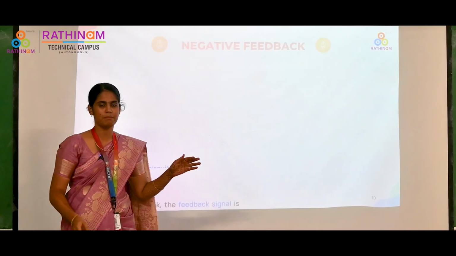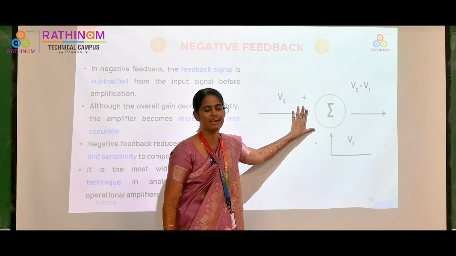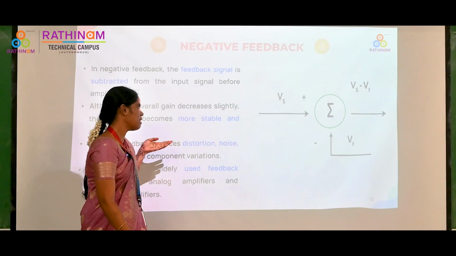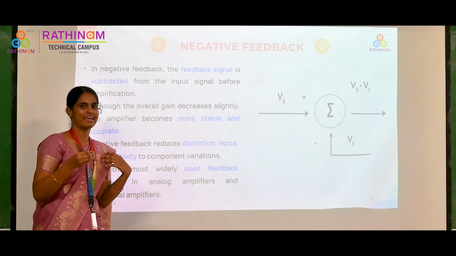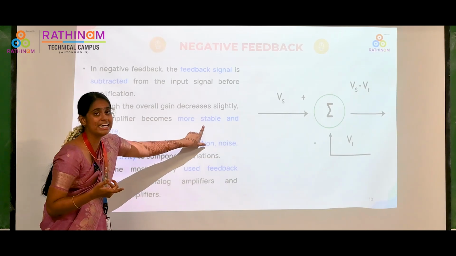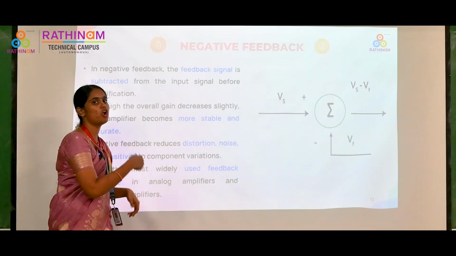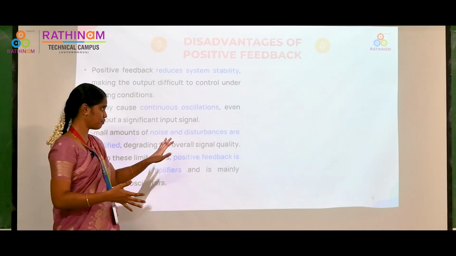Negative feedback is nothing but the output signal is added with the feedback signal and fed back to the amplifier. What happens here is the overall gain is slightly decreased, whereas stability and accuracy increase. So that's the reason negative feedback is more often used in the amplifier.